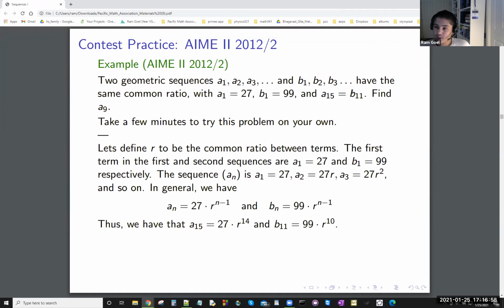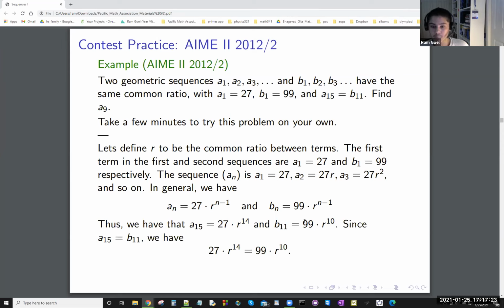A sub 15 in particular, we can write down from this general formula. It's 27 times R to the power of 14. Similarly, B sub 11 is 99 times R to the power of 10. So we can set these equal and solve for R. So we have 27 R to the 14 equals 99 times R to the 10.